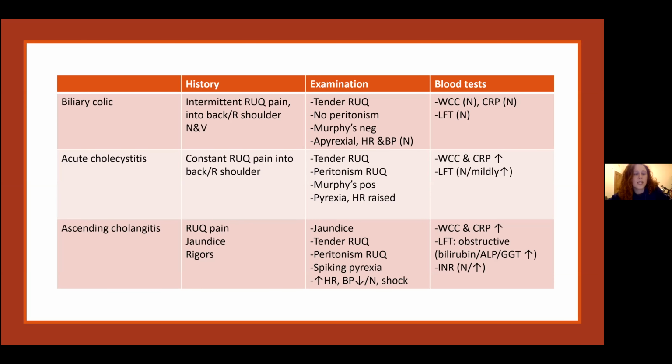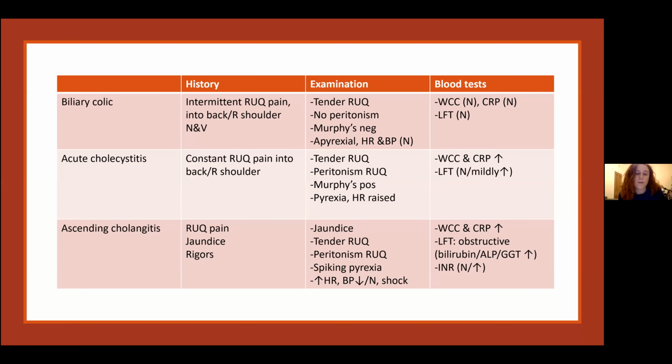In cholecystitis and cholangitis, you'll both have raised white cells and CRP because it's an infective process. However, in cholangitis, they're usually a lot more ill. They can be septic and have septic shock, which is why their blood pressure and heart rate are more deranged. As well as that, their LFTs are usually deranged, especially if it's a stone causing it. So that would give you an obstructive pattern of bilirubin, ALP, and gamma GT being raised.